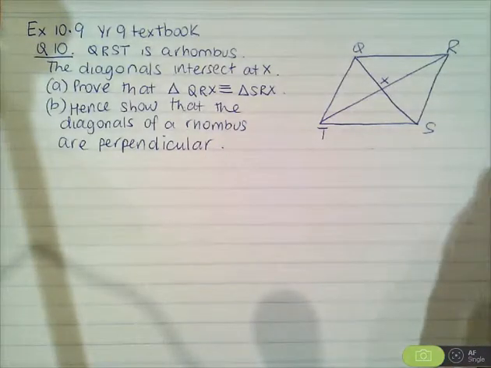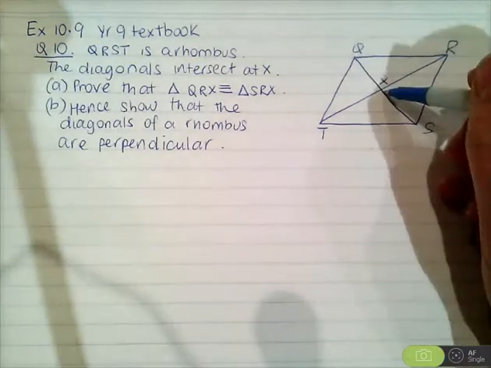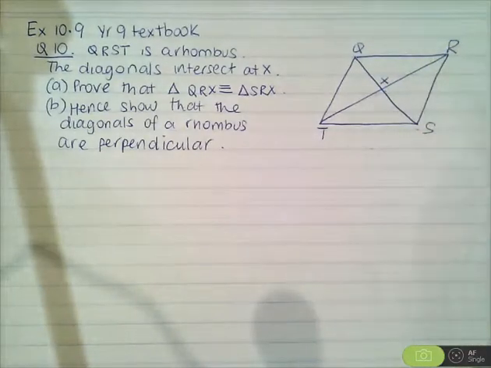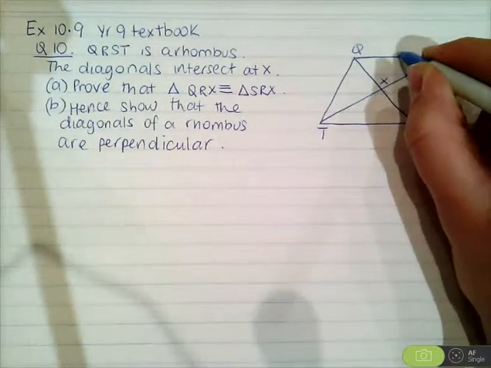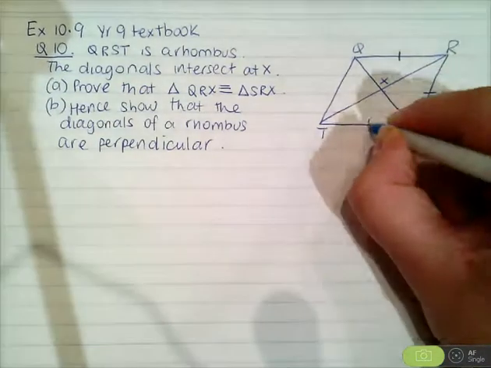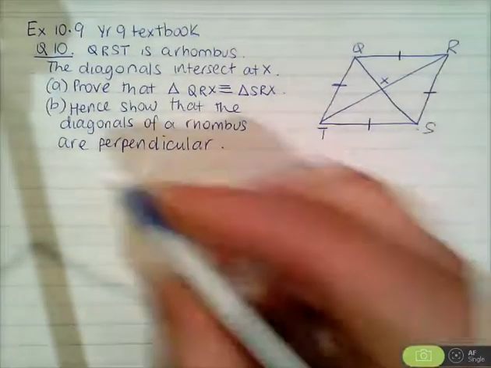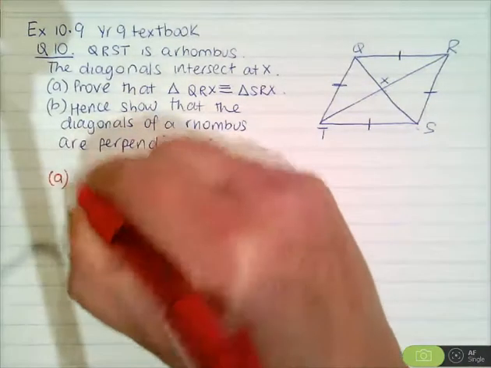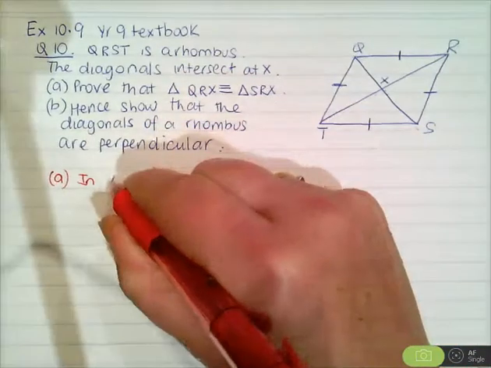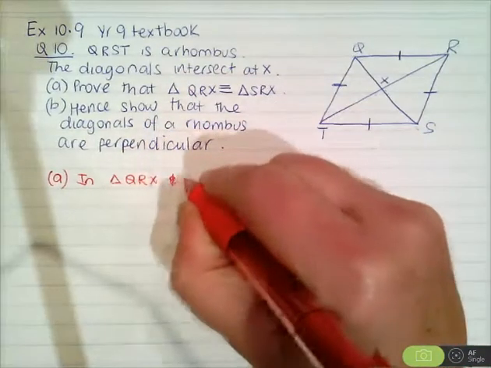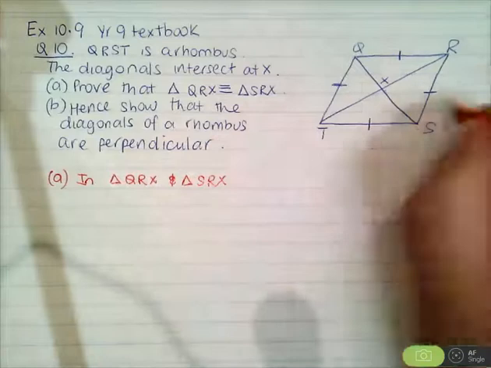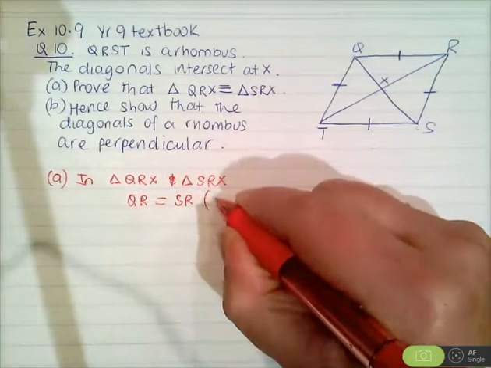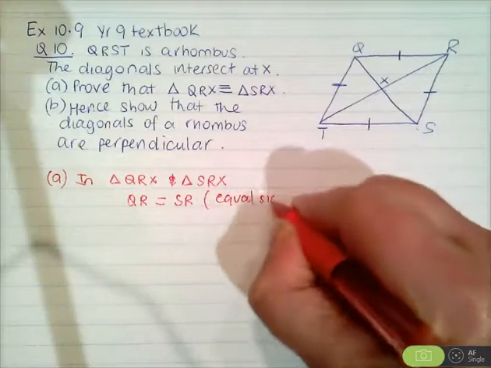So let's start. We have to prove that triangle QRX is congruent to triangle SRX. Now these two are next to each other. Let's just start marking in some basic information about a rhombus, in that all four sides are equal. So we go in part A. You have to identify your triangles first. So in triangle QRX and triangle SRX, we know that QR equals SR. Reason: equal sides of rhombus.